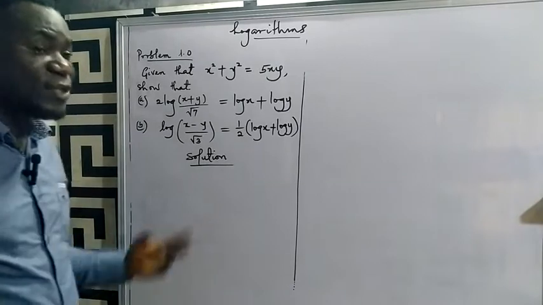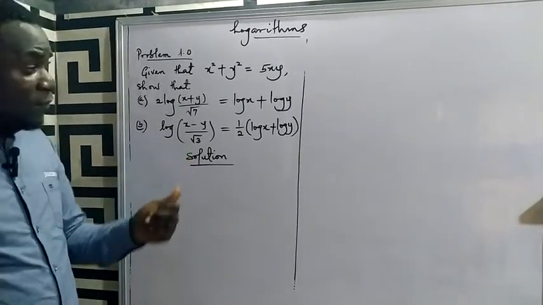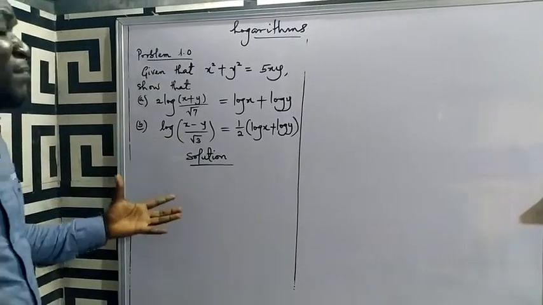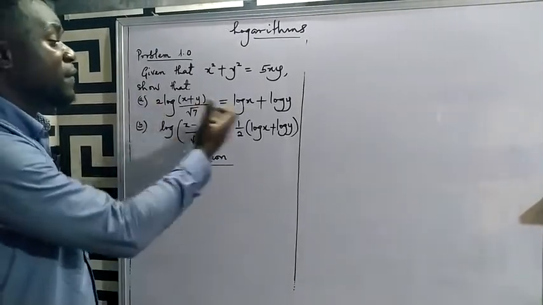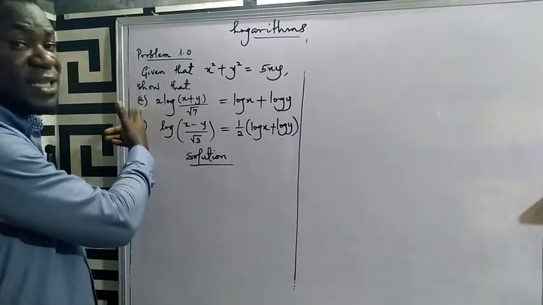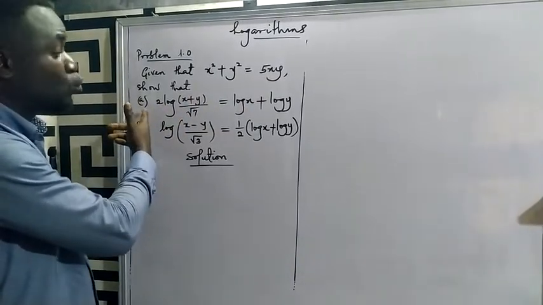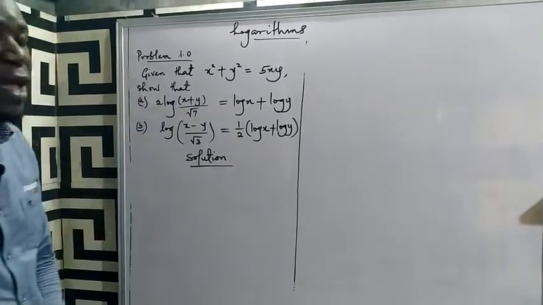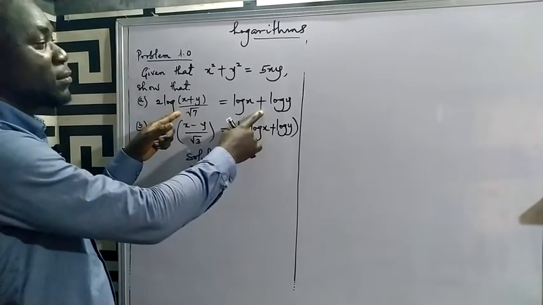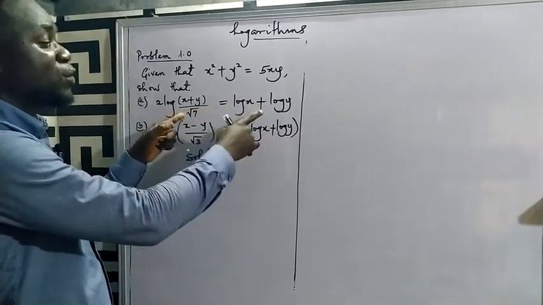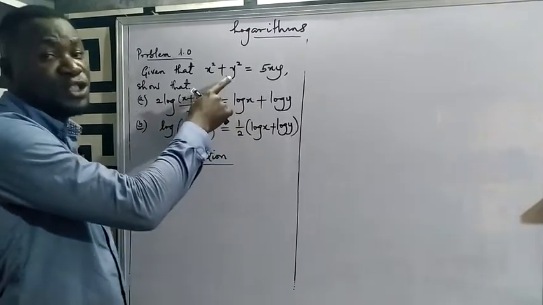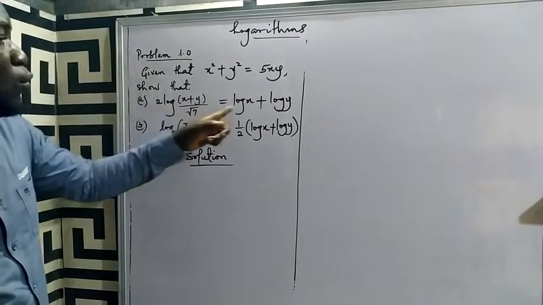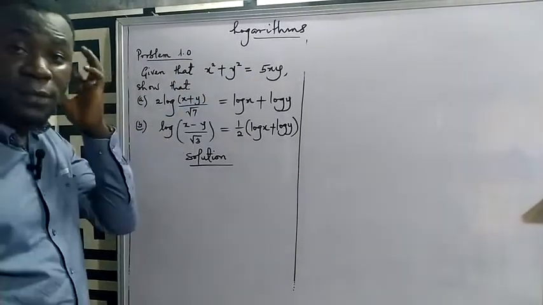So basically, there are two methods in solving this problem. Now, the first method is to pick the first equation, which is the (a) part of what you are told to prove: 2 log (x plus y) over root 7 equals log x plus log y. If you are able to solve this in such a way that you arrive back to the condition, then you have been able to prove that this is equal to this, given that this is this. Are you with me, class?